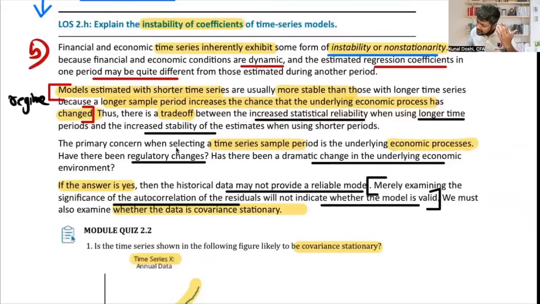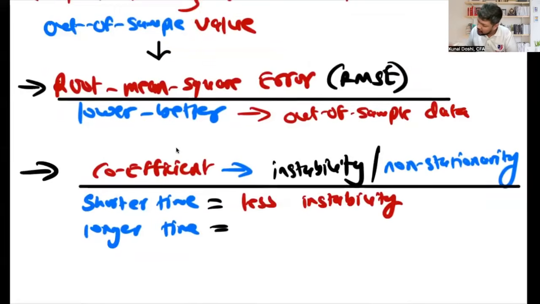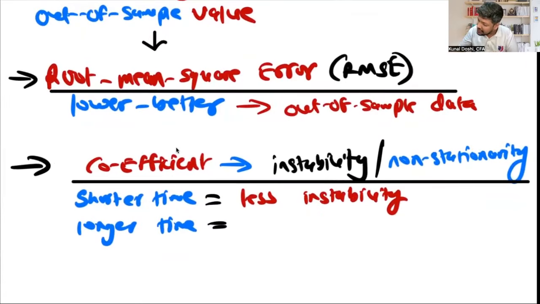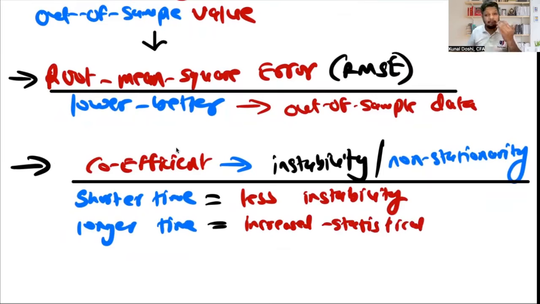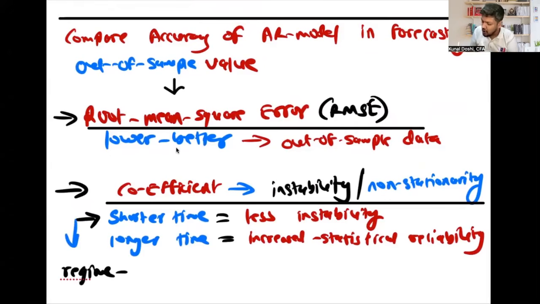So see here, they said it's a trade-off. There's a trade-off between increased statistical reliability with a longer time period, because we know a large sample is better, correct? But if there is a regime change, then a shorter time period is preferable. I use the term regime change; they use the term change in the economy or change in the policy. So if there is a regime change, then a shorter time period is more reliable.